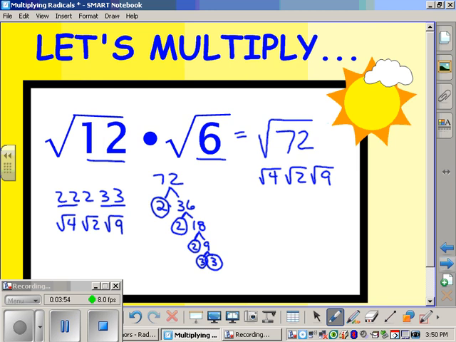We would then simplify our perfect squares, which would be 4 and 9. And those would go on the outside of the radical symbol. And if we multiply those together, we get 6. The radical 2, which is not a perfect square, will simply drop down into the answer. So our final answer would be 6 radical 2.